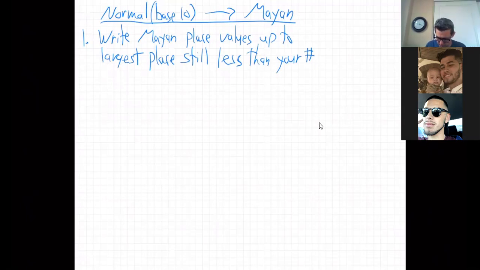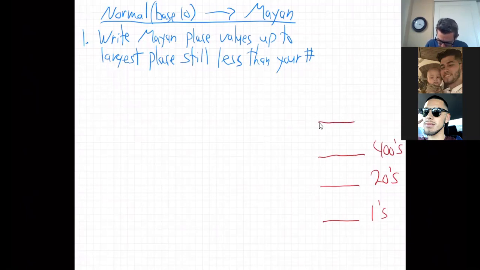I'm going to start writing the place. I'll do it right over here. So this is the ones place. You know the next one. You'll just have these right in your notes. The 20s place. The 400s place. And then the next one would be the 8,000. 8,000 place, right? But we don't need those.